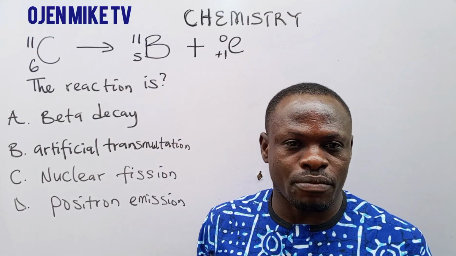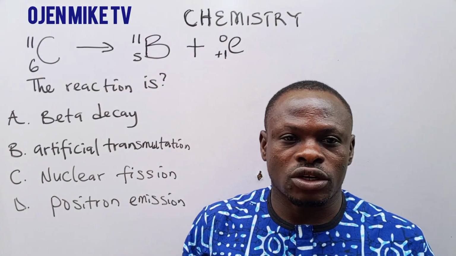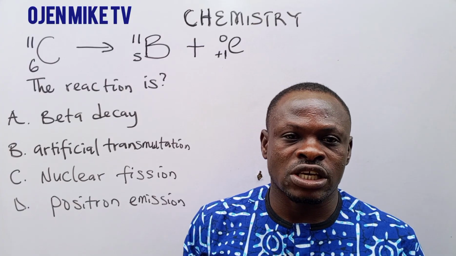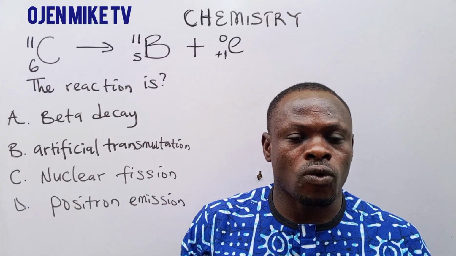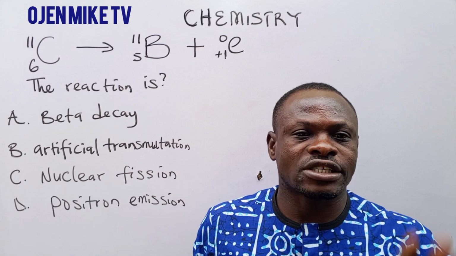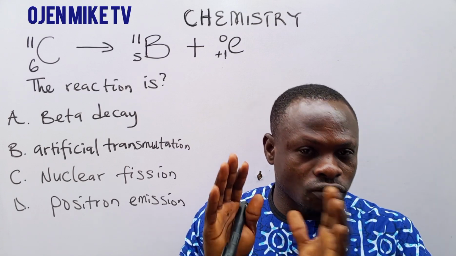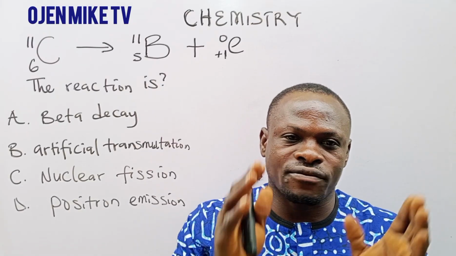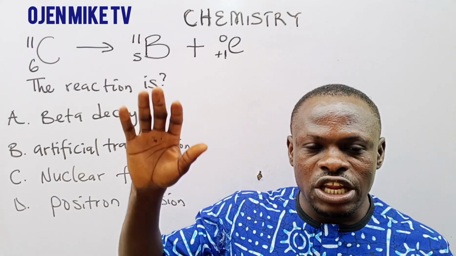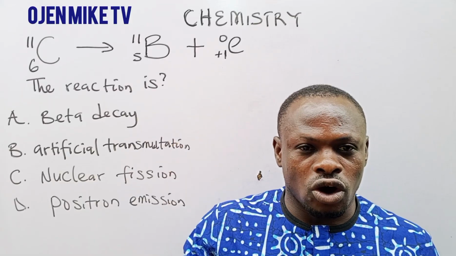Now, what do you understand by nuclear reaction? A nuclear reaction is a process in which changes occur in the nucleus of an atom. There are 6 major types of nuclear reaction. I'm going to group them into 2: natural nuclear reaction and artificial nuclear reaction. I'm going to list them out, then explain all their processes.